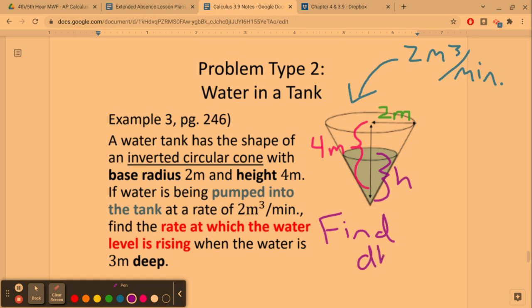And we want to find dh/dt. We need to find dh/dt. In the instant, we're going to need to get a derivative. We have to find height with respect to time, volume with respect to time, all that stuff. But when h is equal to 3 specifically, at that moment, that's when we need to find the rate of change of the height with respect to time.